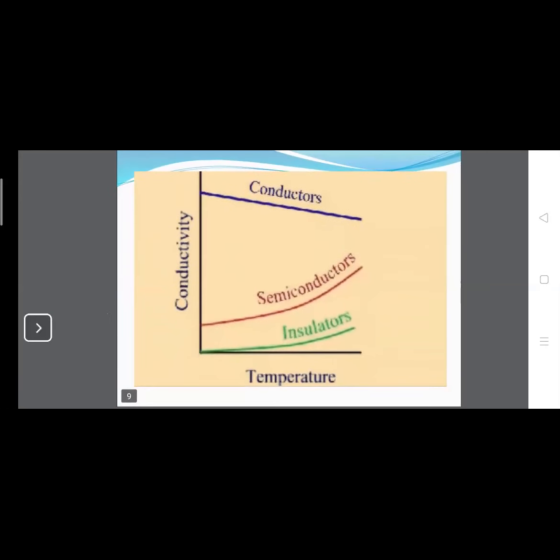This is the graph between conductivity and temperature. Okay, so what is conductivity? Conductivity is the reciprocal of resistivity. We have discussed that if we increase the temperature of a conductor, resistivity increases. But in the case of conductivity, it decreases. It is shown in the graph.